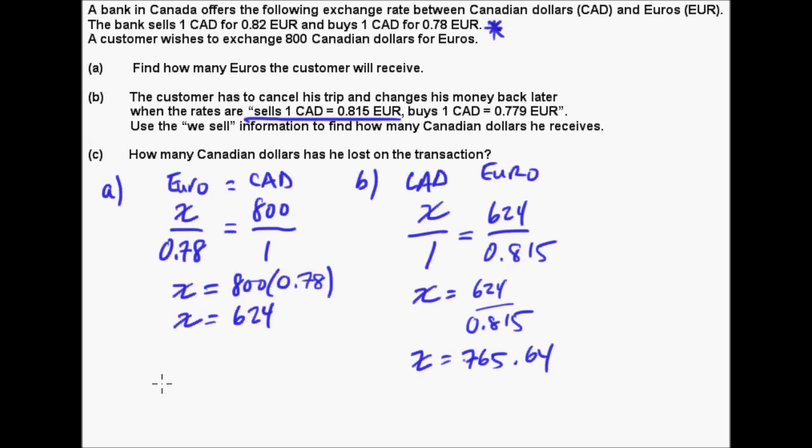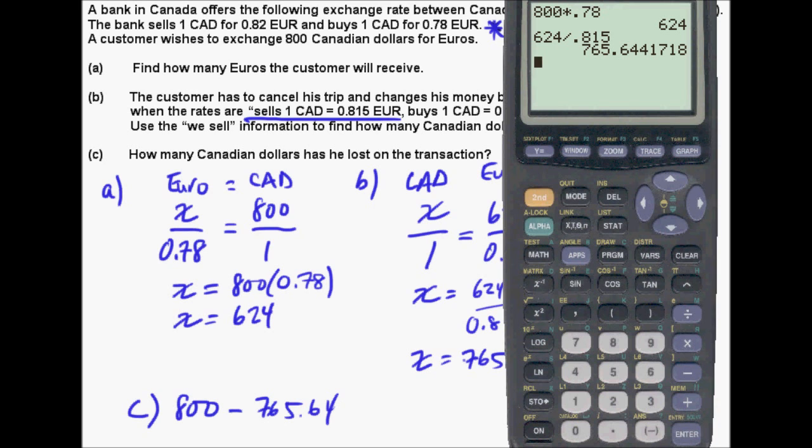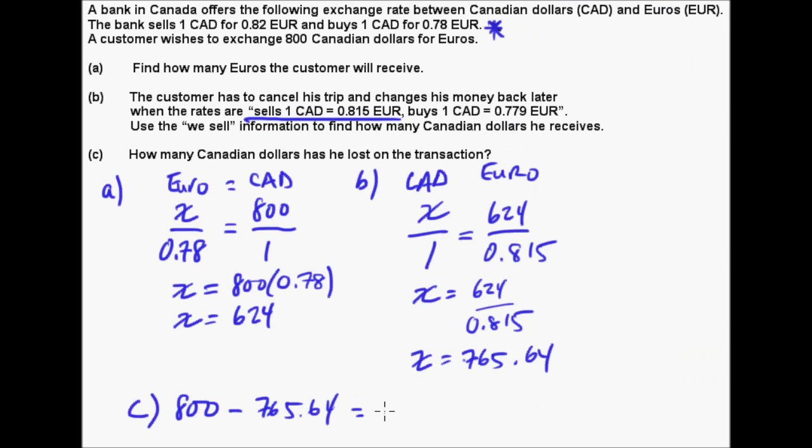Part C says, how much did he lose in the transaction? Well, he actually lost quite a bit. So 800 minus 765.64, and we get 34.36. This is going to be in Canadian dollars, so it's to 2 decimal places. So 34.36. That's quite a bit of money to lose.